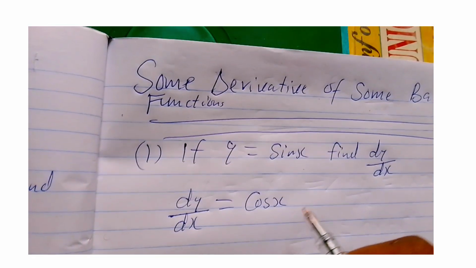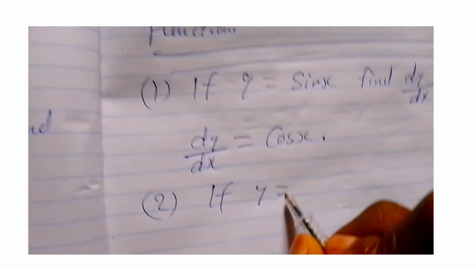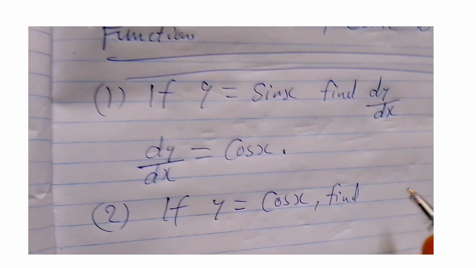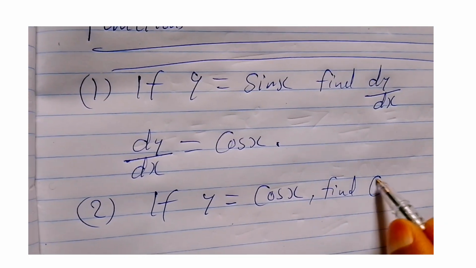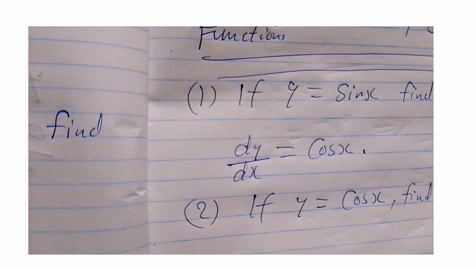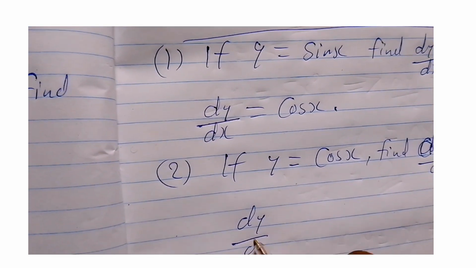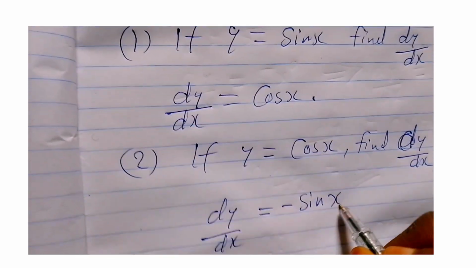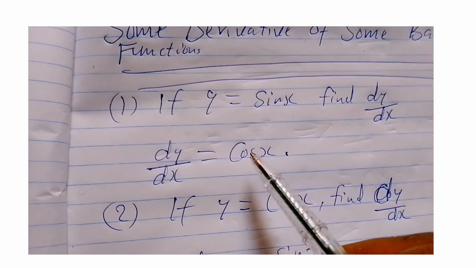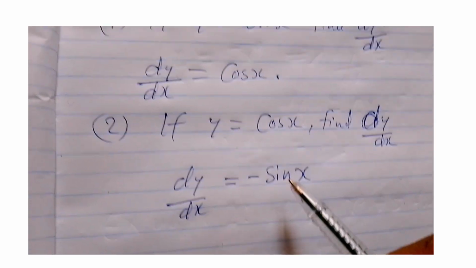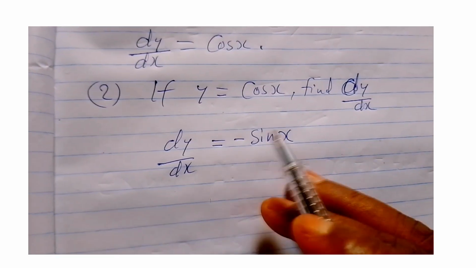Pay attention to this. Now, second one, if y equals cos x, for you to find dy/dx of cos x, the solution is going to give us what? Minus sin x. When you differentiate sin x, it's going to give us cos x. When you differentiate cos x, it's going to give us minus sin x. Pay attention to this. It's very important because you are going to see it when you are differentiating a function. So you need to know it.